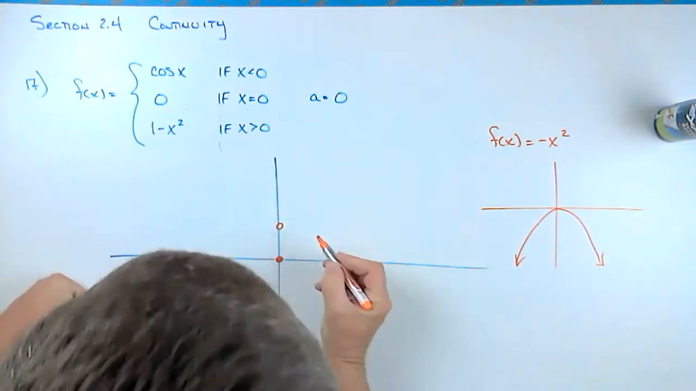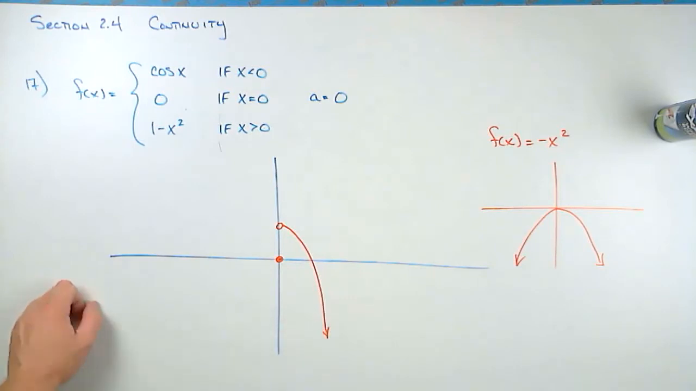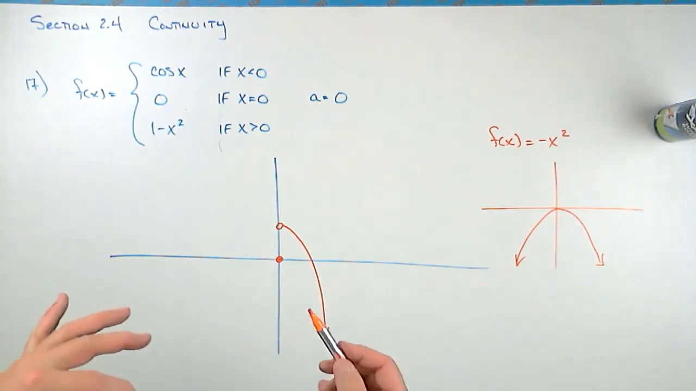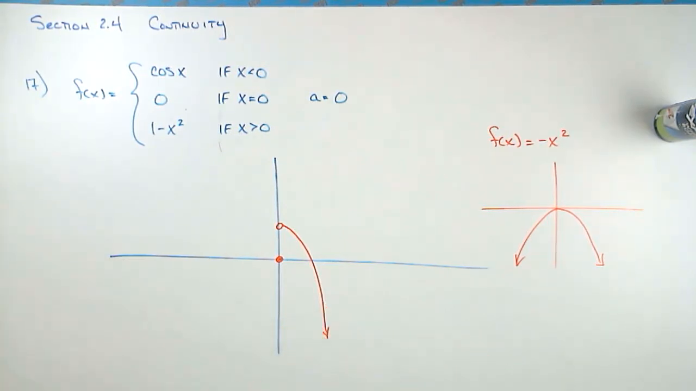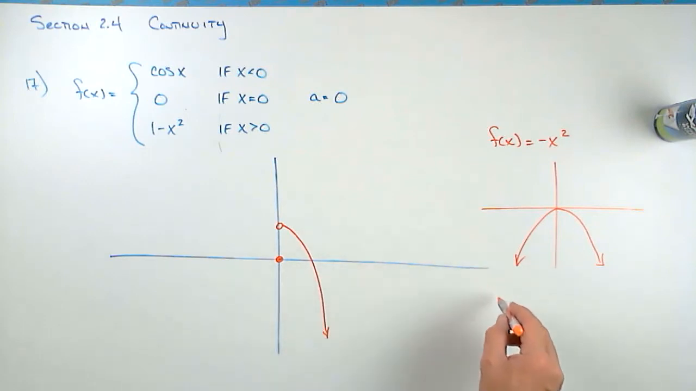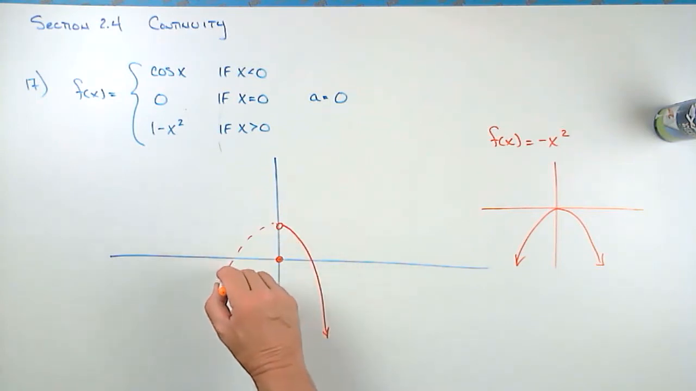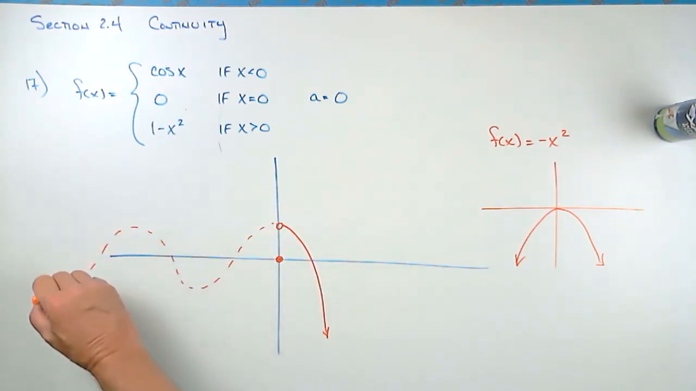I'm going to put this as an open circle because it's strictly greater than. And my graph is going to go down like this. Okay, so we have a jump right there. Again, the discontinuities become more obvious if we draw the graph first. On the other side, we get the graph of cosine, right? Now, what do we know about the graph of cosine? Well, the graph of cosine starts here and goes up and down, right? That's how cosine goes. So on this side, cosine looks like this. This is our graph of cosine.